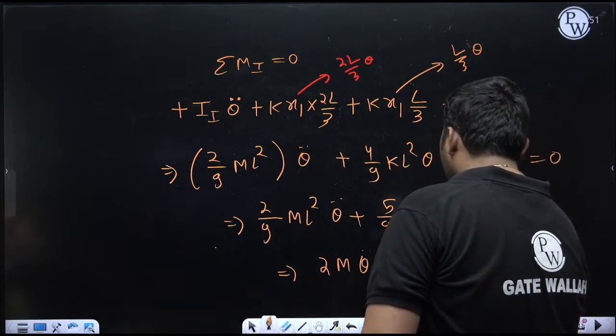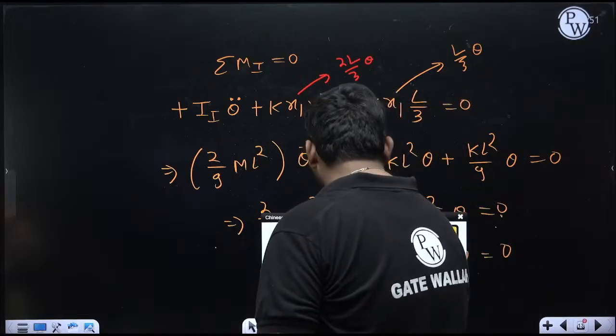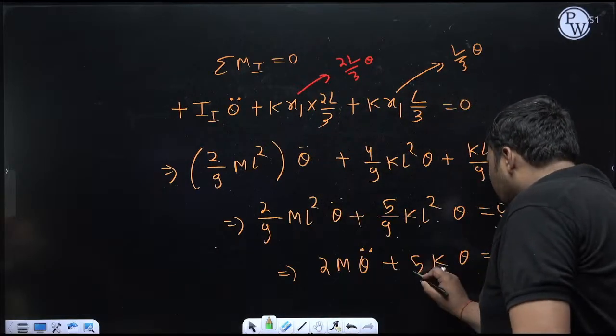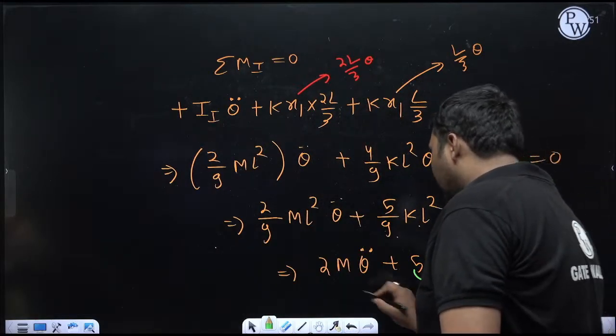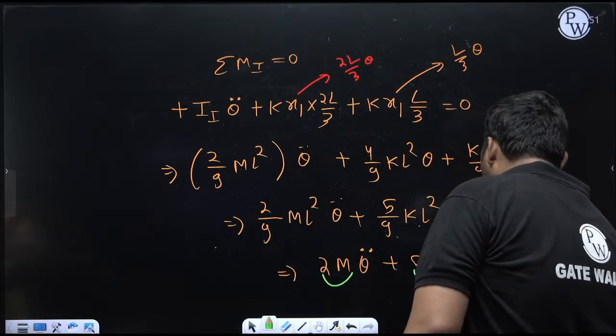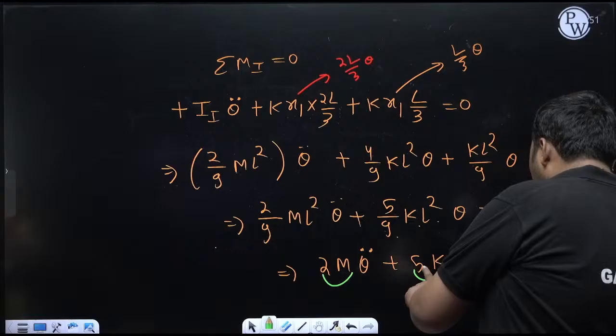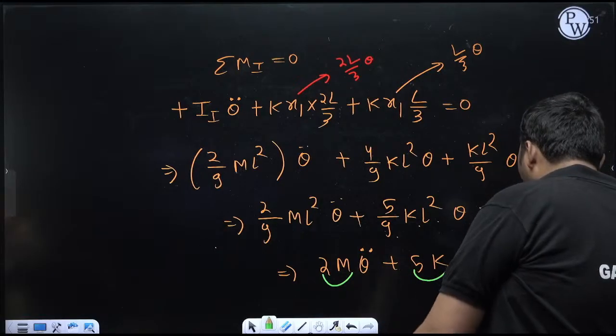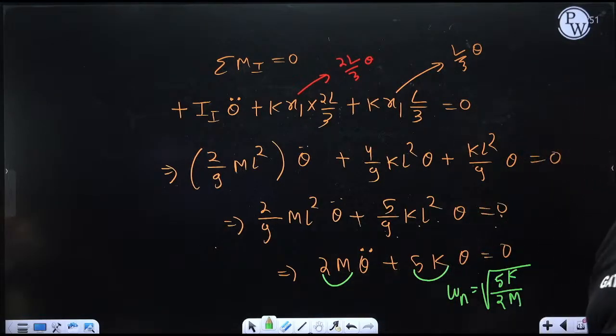Again, it is in general form. Now for this, consider the coefficient of theta as Ke, which is 5k, and the coefficient of theta double dot as Me, which is 2 capital M. Then omega n will be root over Ke by Me. As per this equation, Ke is 5k and Me is 2 capital M. So omega n is root over 5k by 2 capital M.